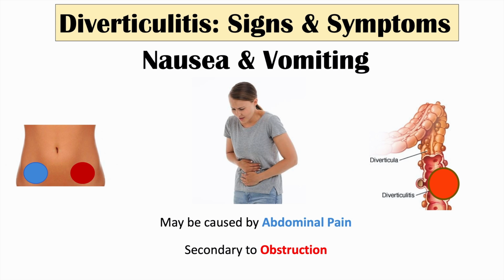So again, nausea and vomiting can occur in diverticulitis. Not often, but it can. And it could be caused by abdominal pain, but it could be caused by obstruction, where one very large diverticula becomes very, very inflamed and actually blocks off the large intestine, obstructs it. So no stool can actually pass beyond that point, and it leads to a backup and eventual nausea and vomiting.